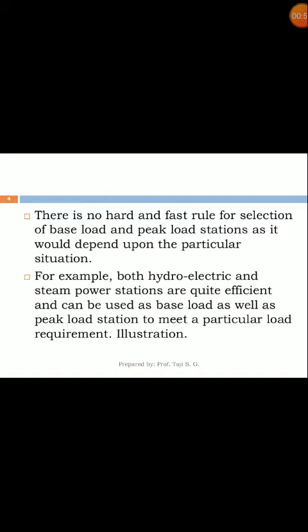There is no hard and fast rule for selection of base load and peak load stations, as it depends upon the particular situation. For example, both hydroelectric and steam power stations are quite efficient and can be used as base load as well as peak load stations to meet a particular load requirement. Illustration.